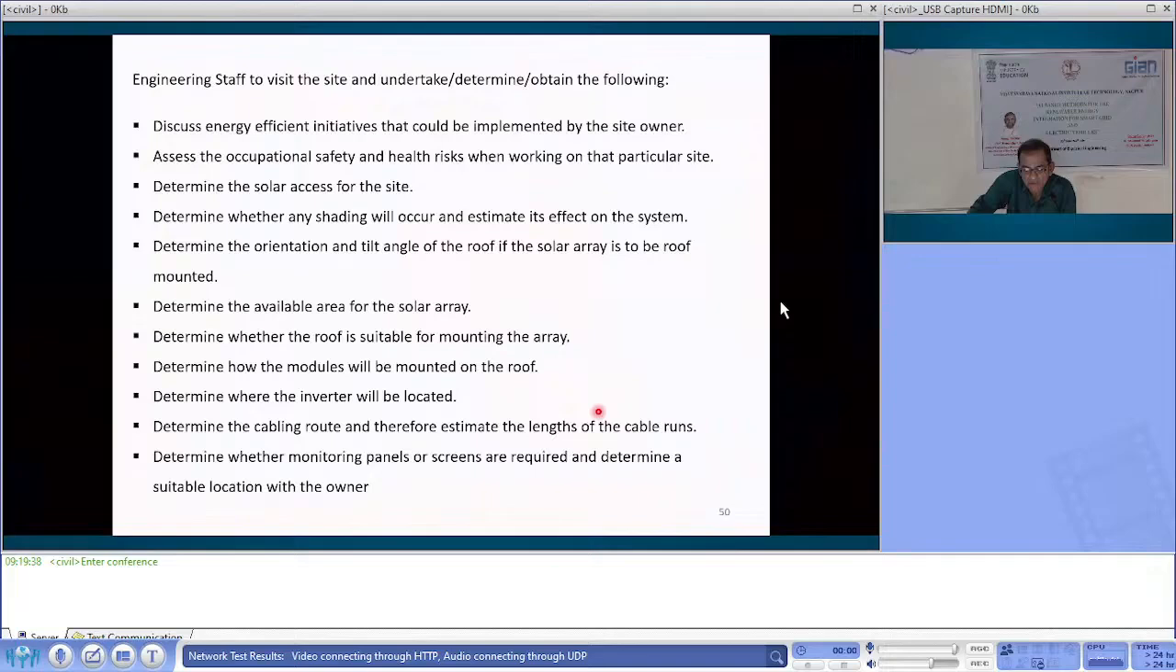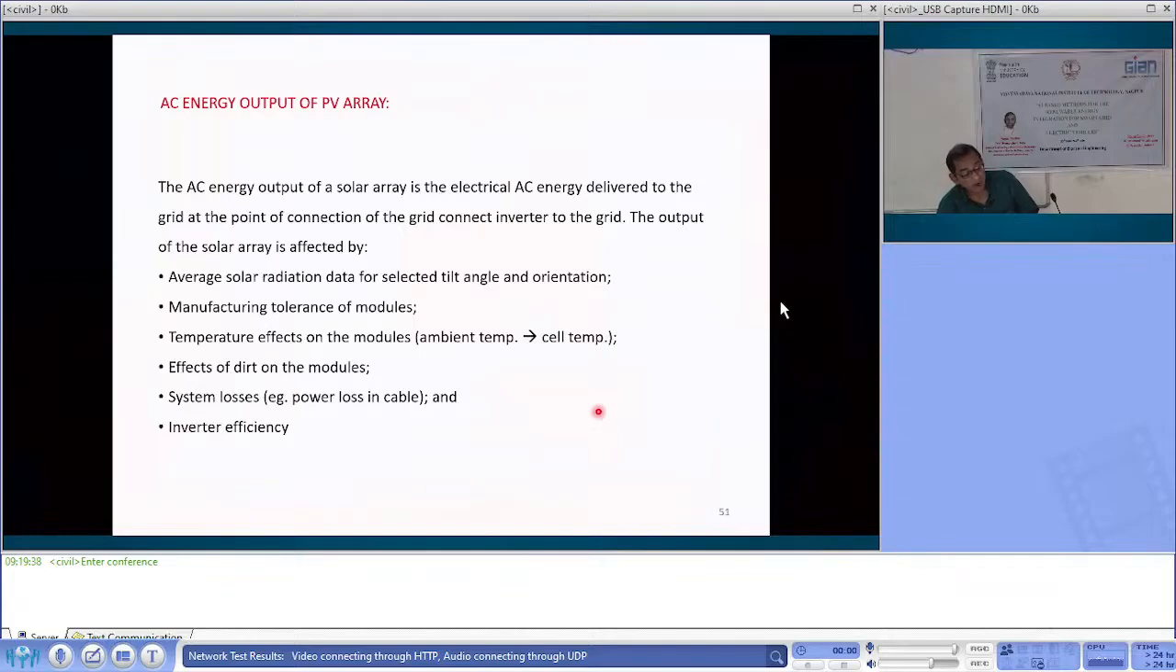So that is the need of the today, and determine where the inverter will be located. Your inverter cannot be located at the center of the terrace. उसको आपको एक स्ट्रिंग, पूरे स्ट्रिंग जो है उनको एक कॉर्नर में करना पड़ेगा, वहाँ शेड करना पड़ेगा, कैनोपी देना पड़ेगा. Okay, that is very important. Cabling route very important because people walk on the terrace. जो टॉप फ्लोर के वो मॉर्निंग वॉक वहीं लेते हैं. The cabling route is very important. Then estimate the length of the cable runs, how they are labeled. Okay, then whether monitoring panel screens are required to determine suitable location with the owner. Okay, or on mobile app nowadays we want.